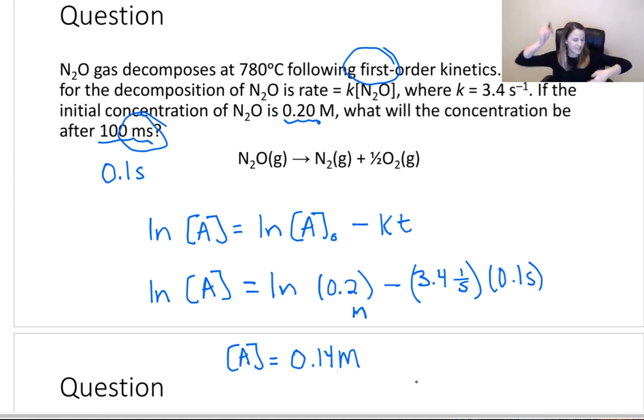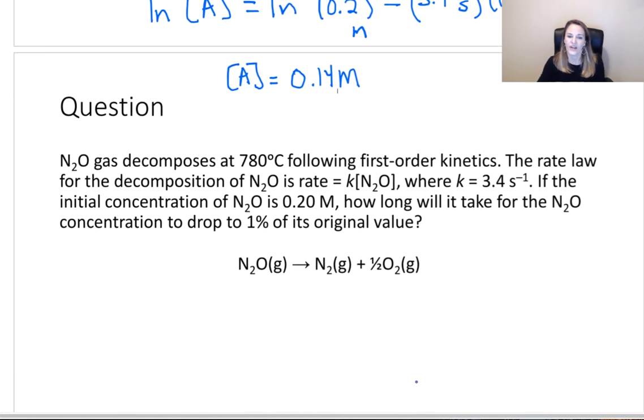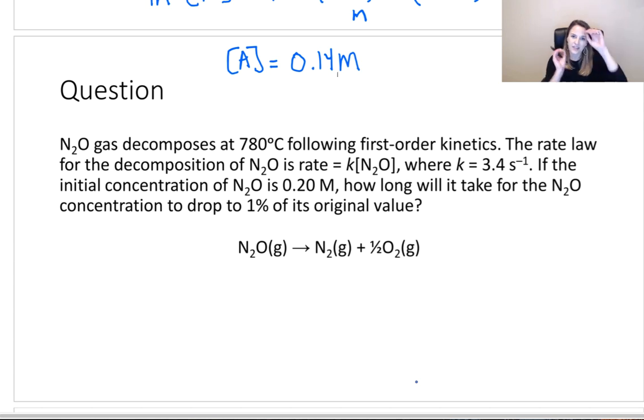So always put this in the back of your mind: what these numbers mean and what you're actually solving for. Don't just solve for things, okay? All right, one more problem. Now we continue to have an initial concentration of 0.2 molar. That's still the same. But our new question is, how long will it take for the concentration to drop to 1% of its original value? Try this one.